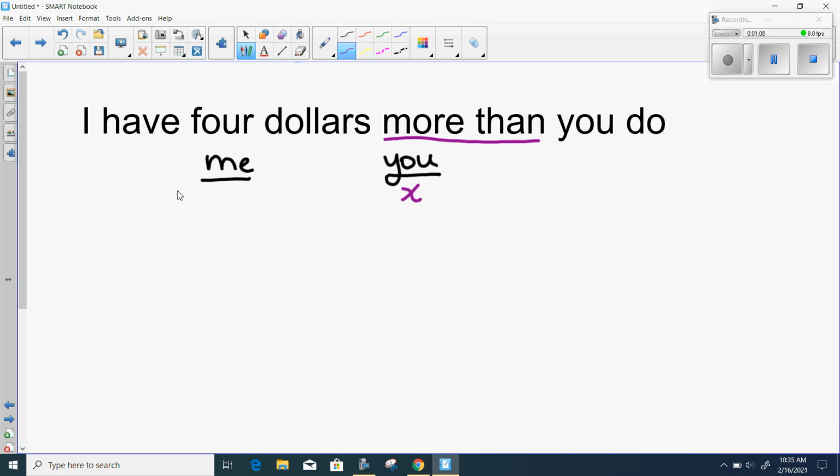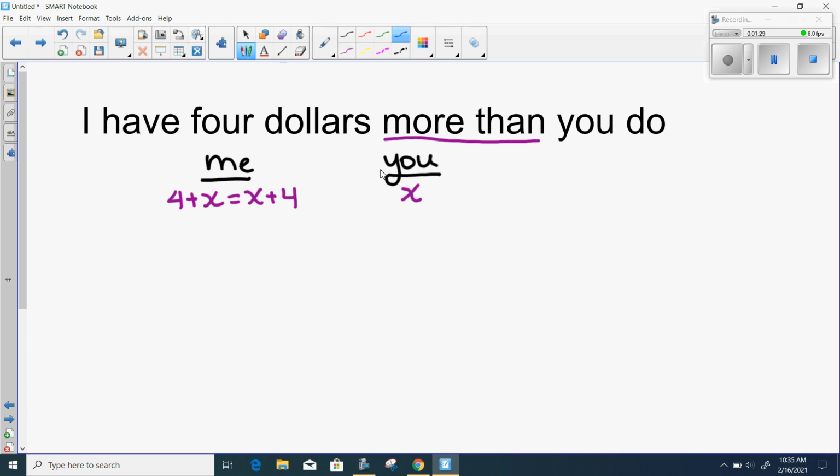If I have $4 more than you do, then "more than" means I'm going to add that to what you have. Now remember, the nice thing about addition is that order doesn't matter. So if I write x plus 4 on my paper and you write 4 plus x, we've both said the same thing here.